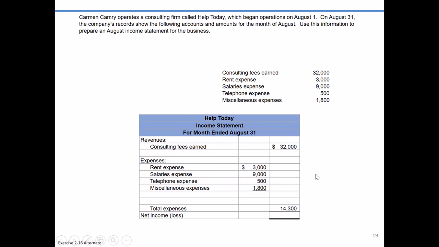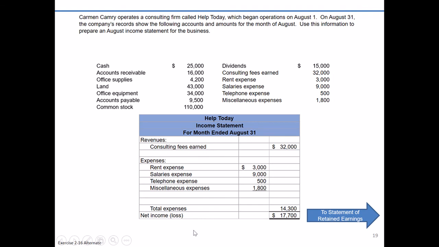Again, the purpose of the income statement is to summarize the revenues and expenses. Then we're going to look at the difference. 32,000 revenues minus 14,300 in expenses. Keep in mind, expenses are the cost of doing business. They take away from the profitability. Leaves us with a net income of $17,700. If we had turned these figures around and the cost of doing business had been larger than revenue, it would have been a net loss, and oftentimes we'll record that in brackets if it's a net loss.